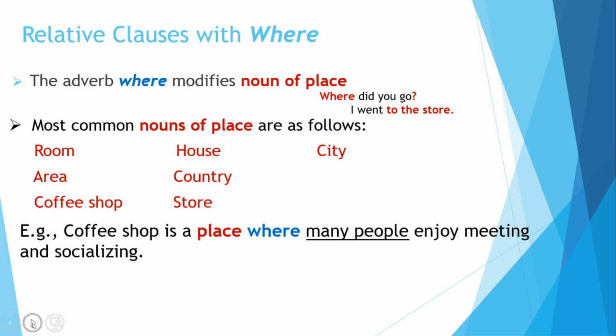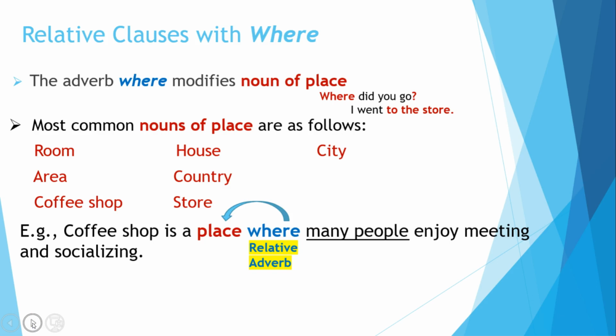Coffee shop is a place where many people enjoy meeting and socializing. So coffee shop is a place is one clause. Where many people enjoy meeting and socializing is our relative clause, where we used this relative adverb where. This sentence would be grammatically incorrect if you just didn't use where. And this where will refer back to the place.